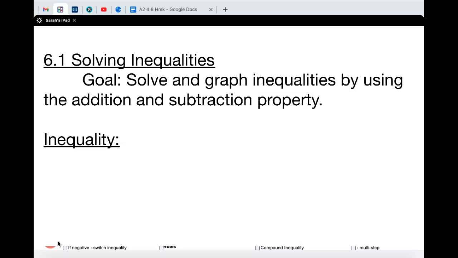So chapter 6 basically is all about inequalities. We're going to solve inequalities, graph inequalities, and work with compound inequalities. We're going to do all the things with an inequality. First, we should know what an inequality is. Like greater than, less than. So the symbols: greater than, less than, greater than or equal to, less than or equal to.